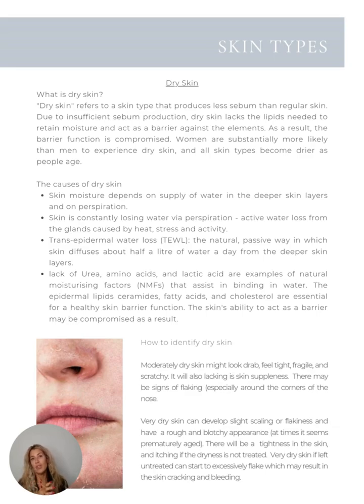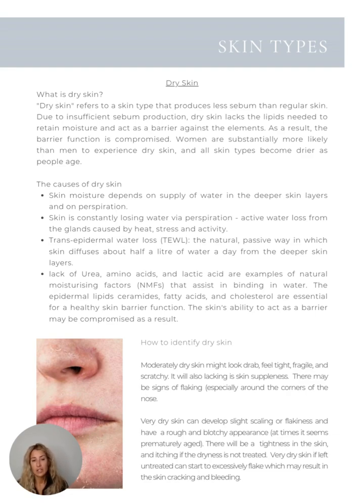So what are some of the reasons we would have dry skin? Skin moisture depends on the supply of water in the deeper skin layers. Skin is constantly losing water via perspiration, active water loss from the glands caused by heat stress activity, and transepidermal water loss. Lack of urea, amino acids, and lactic acid are examples of natural moisturizing factors.